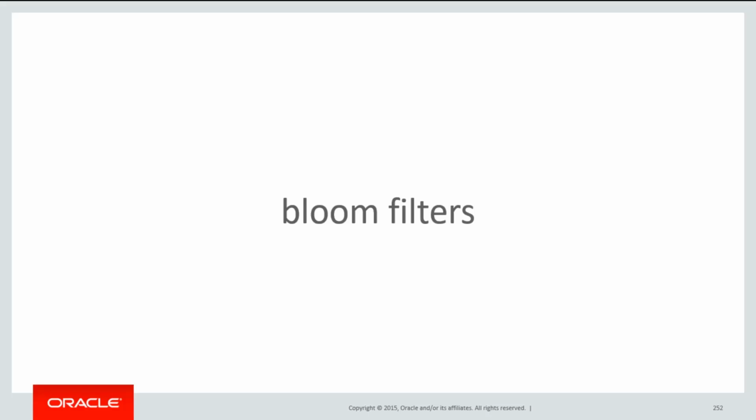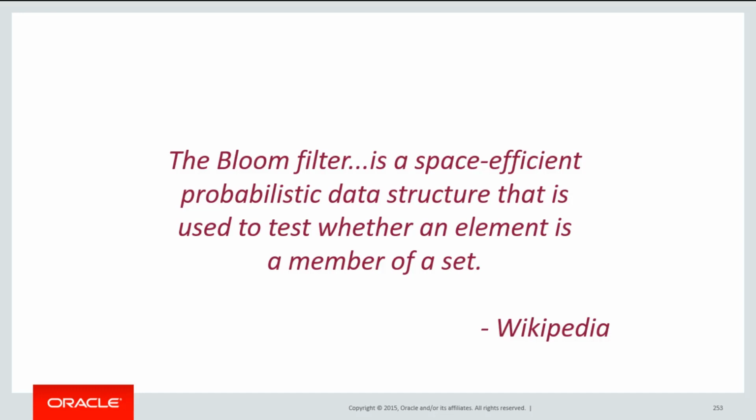The BF refers to what we call a bloom filter. A bloom filter isn't particular to the Oracle database. It is more of an algorithmic facility. If we look at Wikipedia definitions, it says the bloom filter is a space-efficient probabilistic data structure that is used to test whether an element is a member of a set. How does that relate to partitioning and partition pruning?